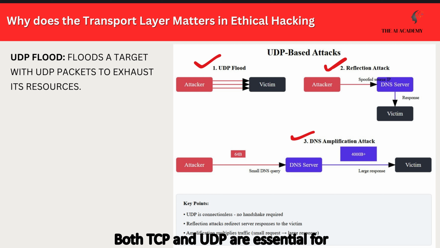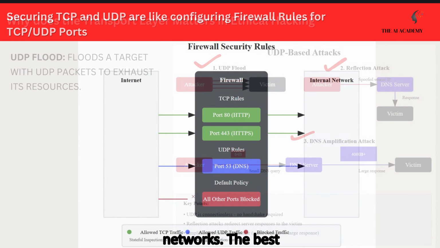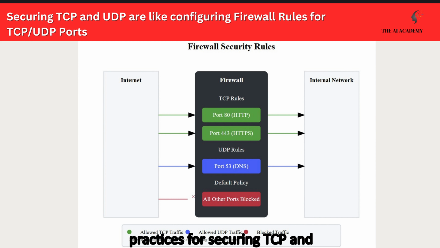Both TCP and UDP are essential for network communication, but their design and functionality introduce specific vulnerabilities that attackers can exploit. Understanding these vulnerabilities and implementing best practices is critical for securing networks. The best practices for securing TCP and UDP include configuring firewall rules for TCP or UDP ports. Firewalls can filter traffic based on port numbers, blocking unnecessary or malicious connections.